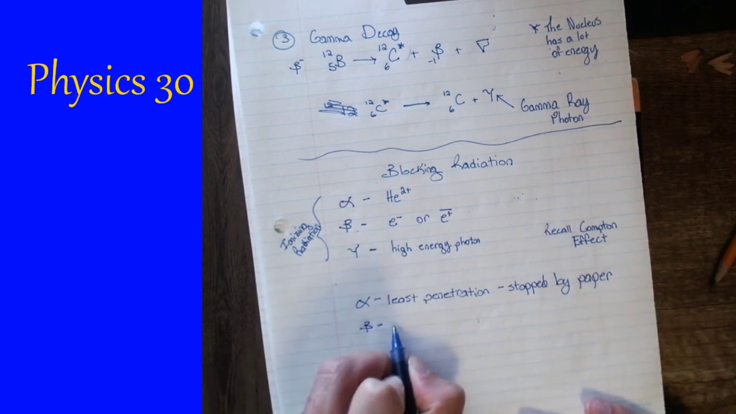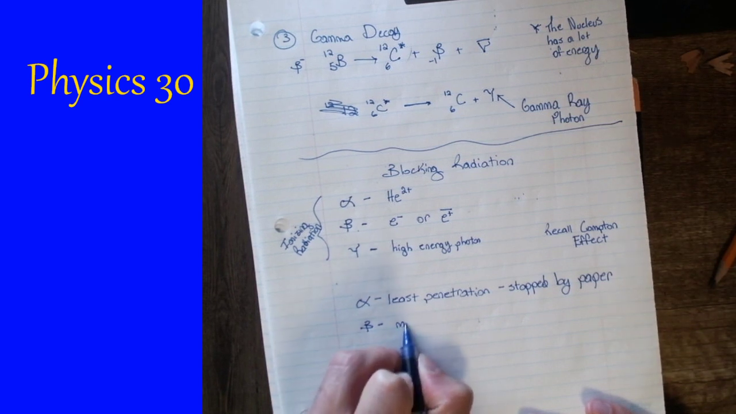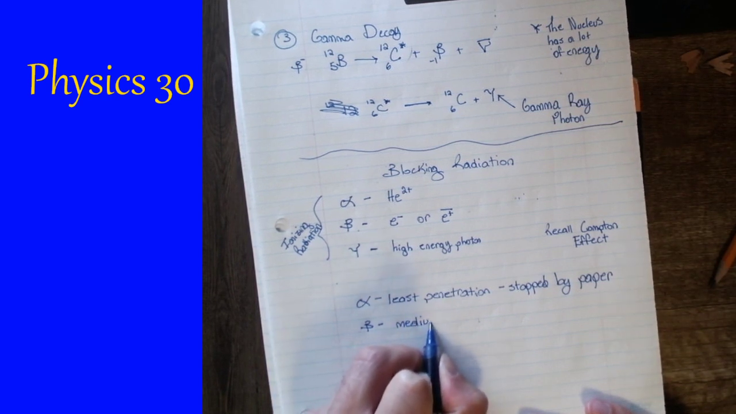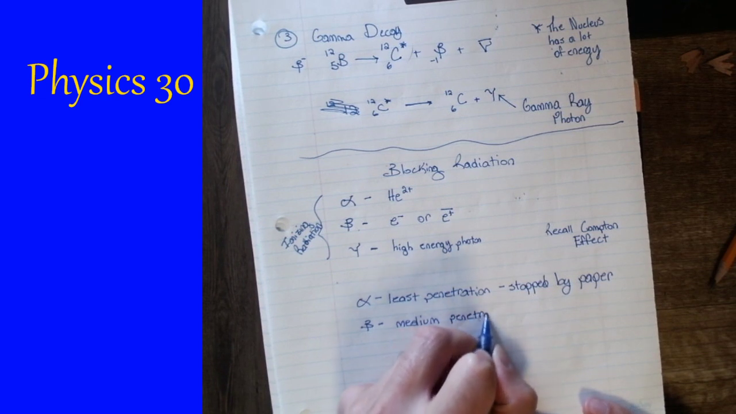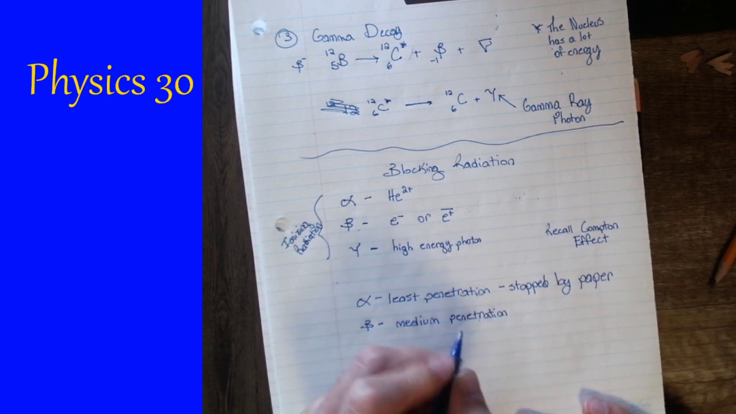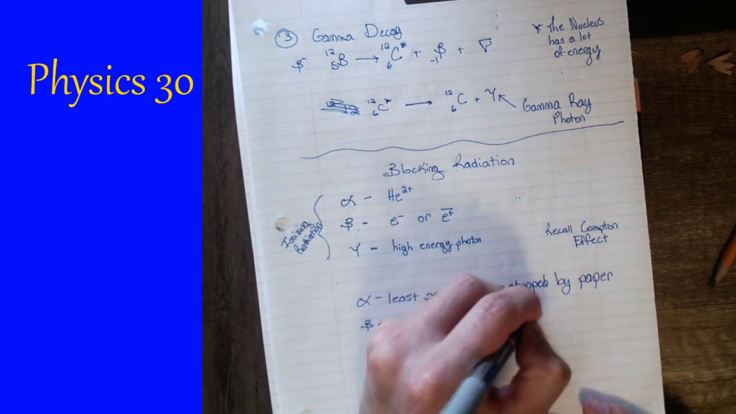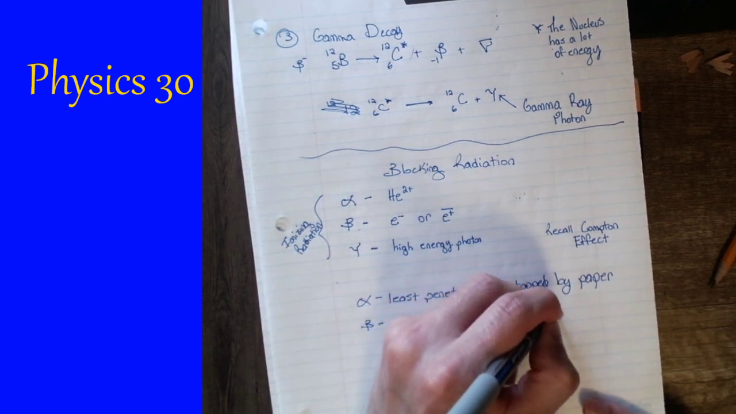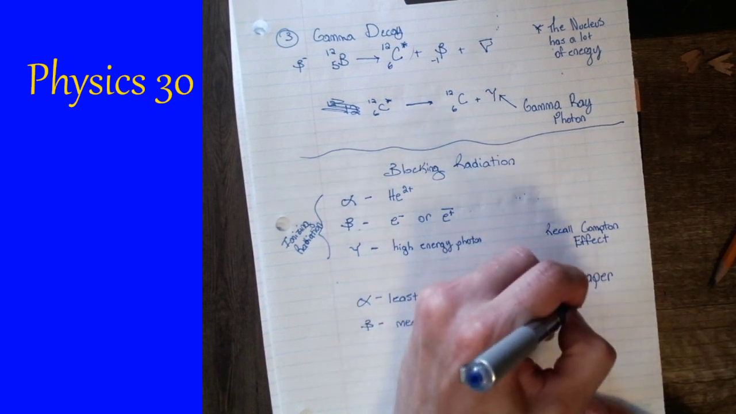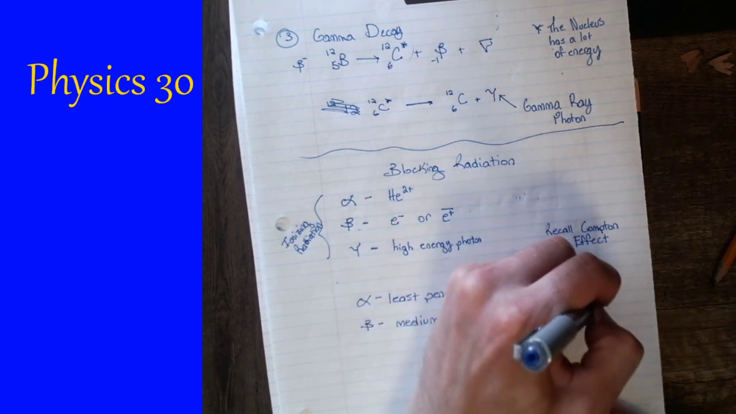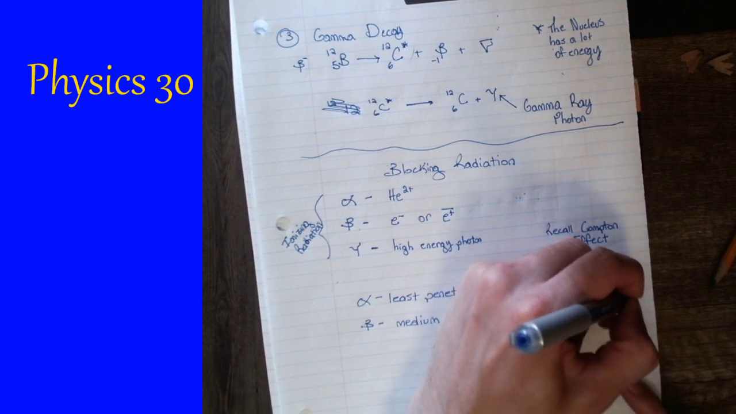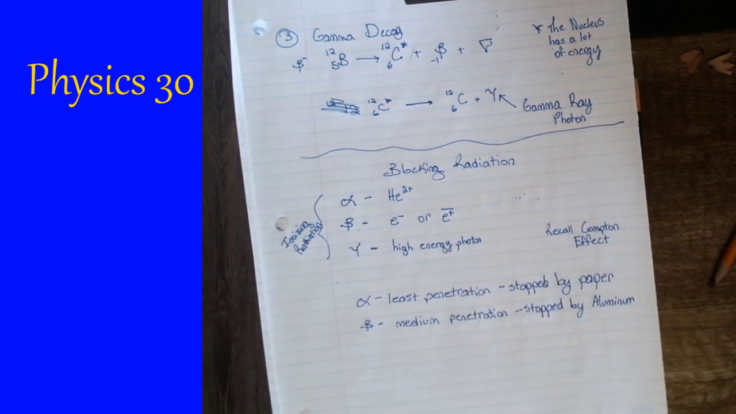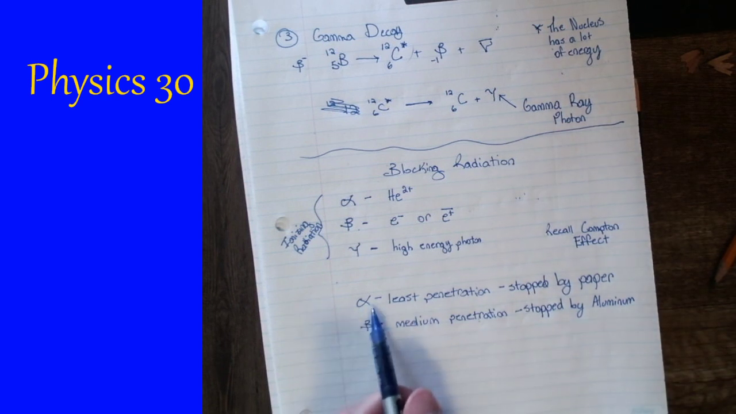The beta particle is not the least and not the most, it's the medium penetration. A beta particle gets stopped by aluminum, like tinfoil will stop a beta particle. And aluminum will also stop an alpha particle. That's kind of the idea.